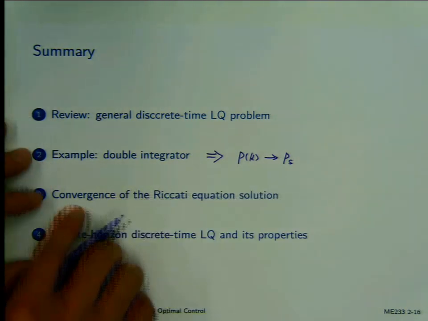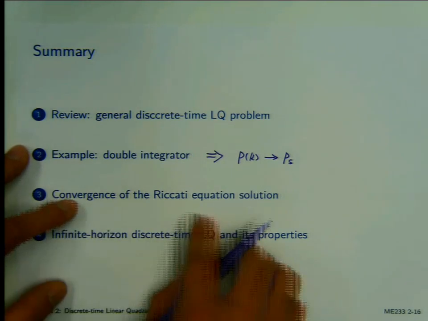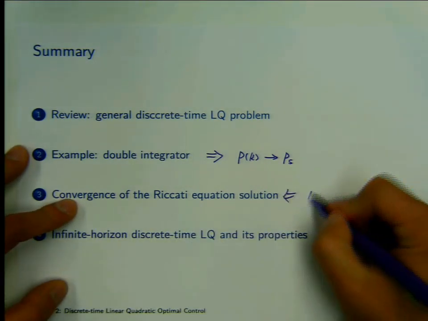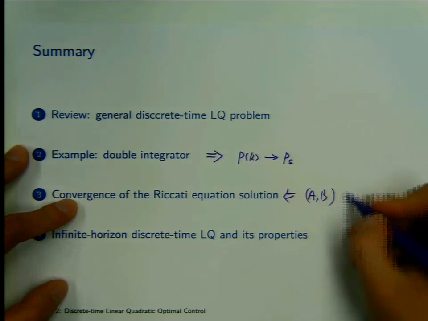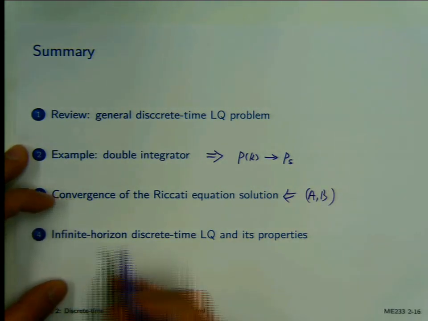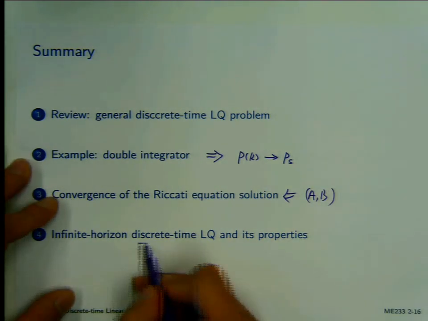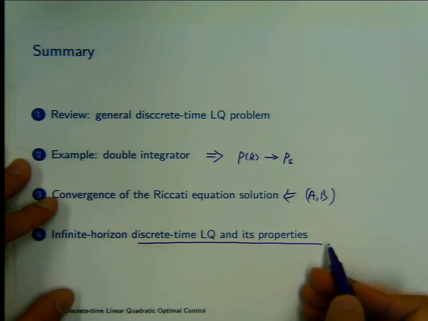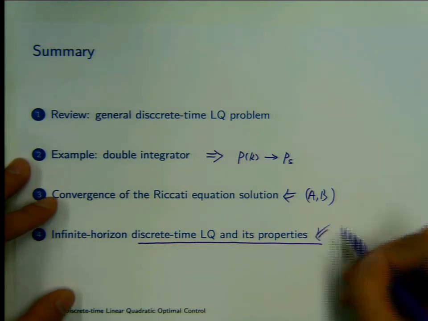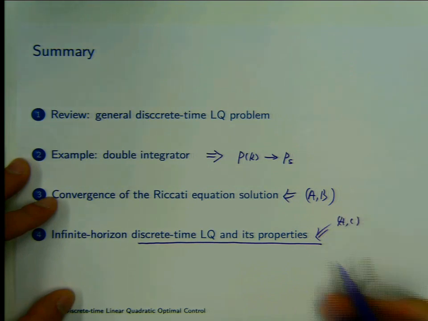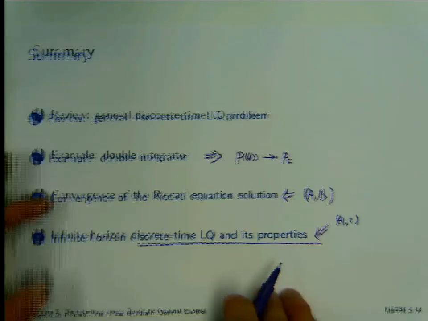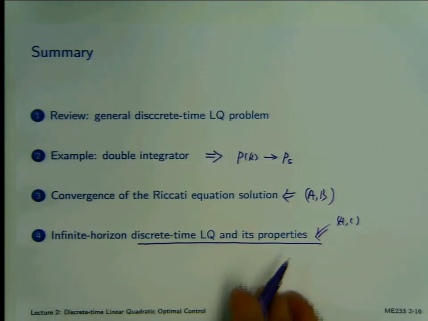And then later, I showed you when this is guaranteed. So now you have seen (A, B) controllable or detectable. And later we showed its properties. So by adding the (A, C) observability conditions, we can show it has excellent properties. Okay? So this is a quick summary of the discrete-time LQ problem.